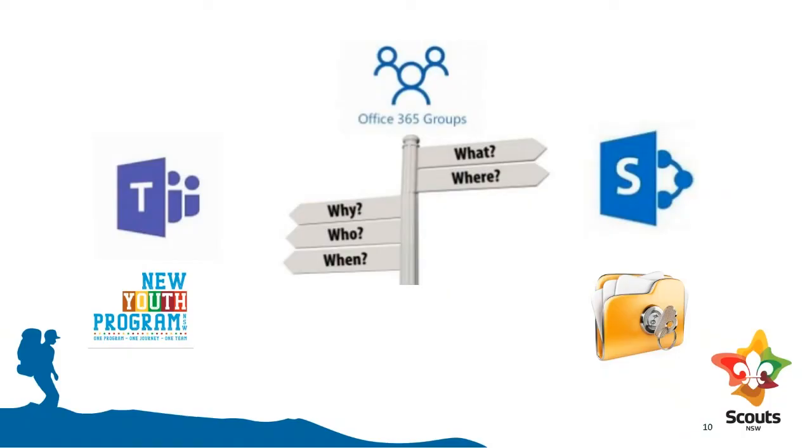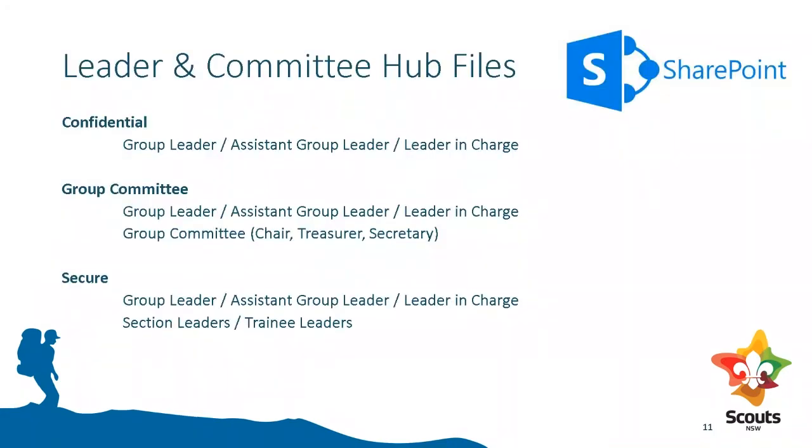So look, I did say in the agenda tonight that we have some very, very exciting updates, and one of the updates that we had talked about was the Leader and Committee Hub. So, Jared, we've got a couple of different security permission levels in the Leader and Committee Hub. And that was everything from, if I'm a leader, I've got access to, let's have a look. We'll bring up the security groups. That's probably a bit easier. So we've got confidential, group committee, and secure.